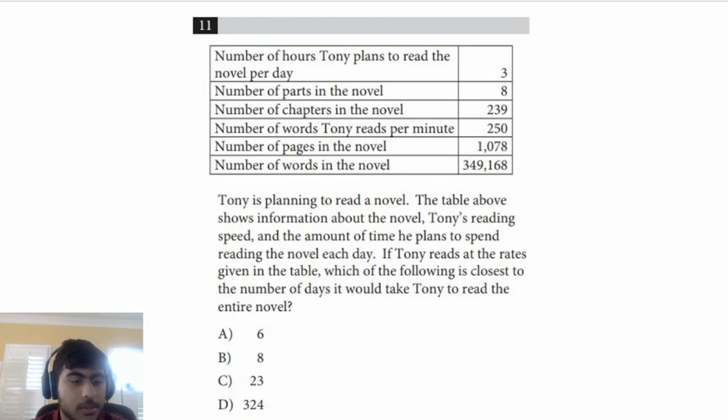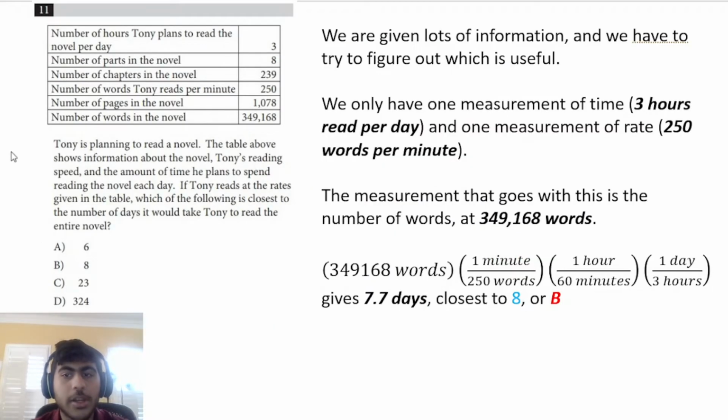Well, we know that we have one measurement of time and one measurement of rate, and we need a measurement of, like, distance, say, right? Because distance equals rate times time. Now, the measurement that goes with this is the number of words. Since we know that we have 250 words per minute, and now we can use words because we have no other conversion factor between words or pages or parts or chapters.